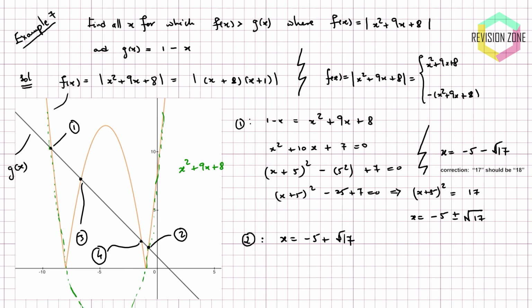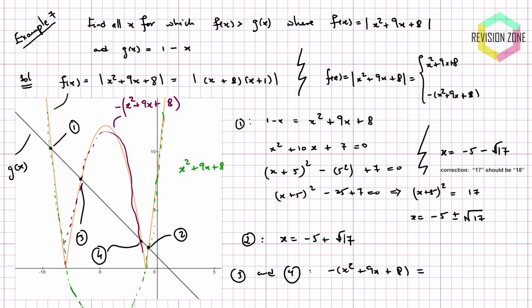But we actually need, if I mark this in a different color, this branch of our modulus function, right? And what's that branch going to look like? Well, we know what it's going to look like because we've actually got it there, right? It's an unhappy quadratic because there's a minus in front, okay? So we know this is going to be minus x squared plus 9x plus 8, but of course the minus applies to the whole thing. So I'm just going to solve for 3 and 4. I'm going to solve minus x squared plus 9x plus 8 equals 1 minus x, right?